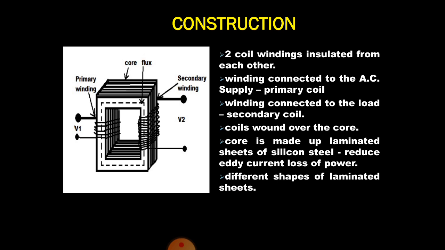Construction. It consists of two coil windings, primary coil and secondary coil, insulated from each other. The winding connected to the AC supply is known as the primary coil. The winding connected to the load is known as the secondary coil. The two coils are wound over the core. The core is made up of laminated sheets of silicon steel to reduce eddy current loss of power. There are different shapes of laminated sheets.